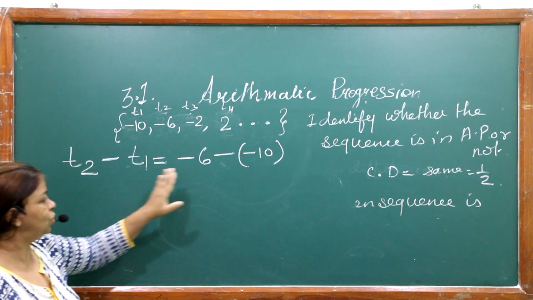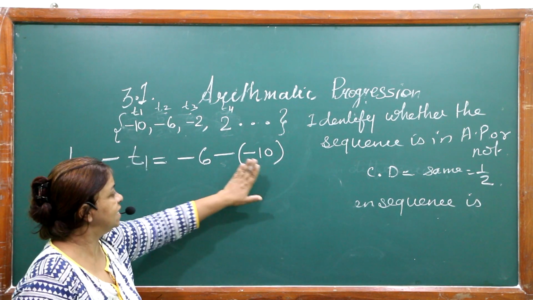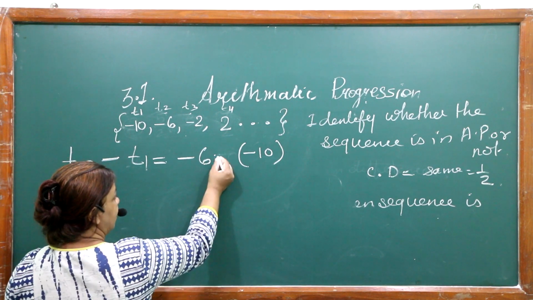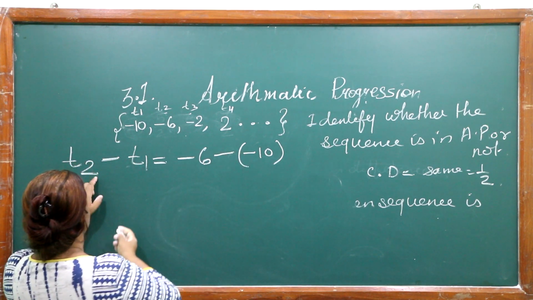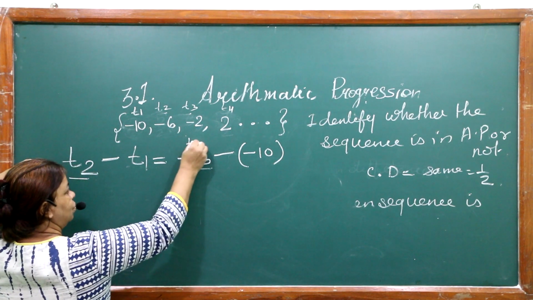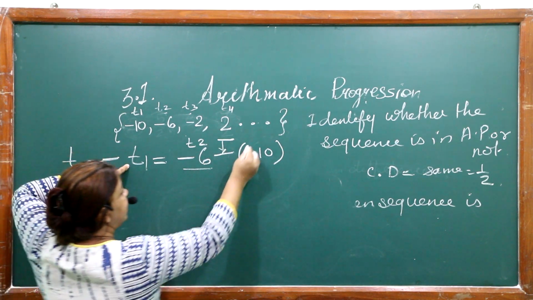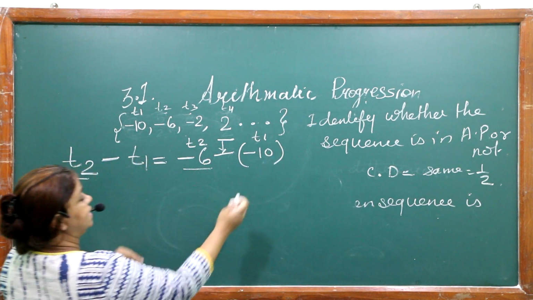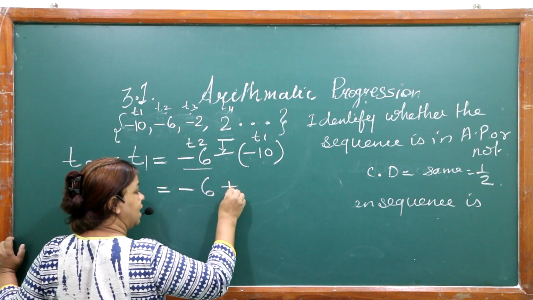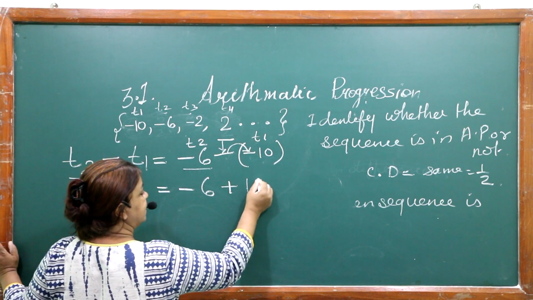See here, children make a mistake. They will write term 2, and when they want to write minus, they will write minus 10. They will not write this. That is the mistake you all make. See, what is the formula? T2 minus T1. What is T1? Minus 10. When I open the bracket, minus minus becomes plus: minus multiplied with minus becomes plus 10.